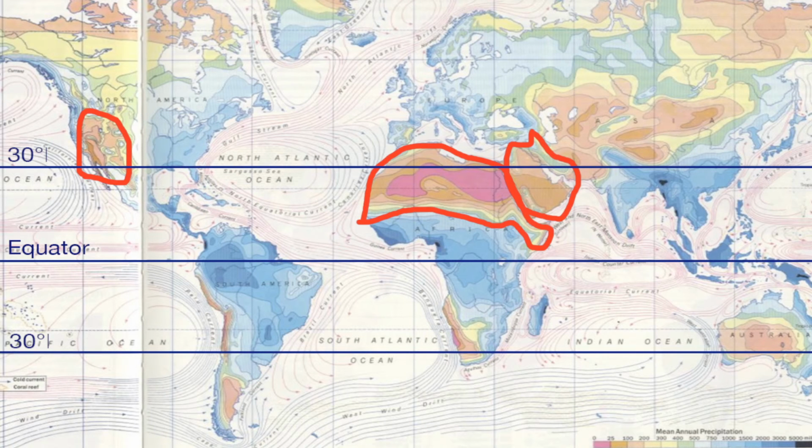Similarly, in the southern hemisphere, we notice the deserts of Chile, in South Africa, the Kalahari Desert, and in Australia, the Great Outback.